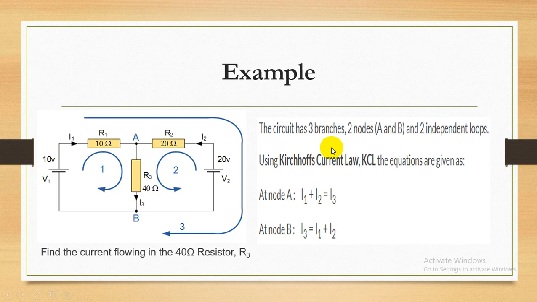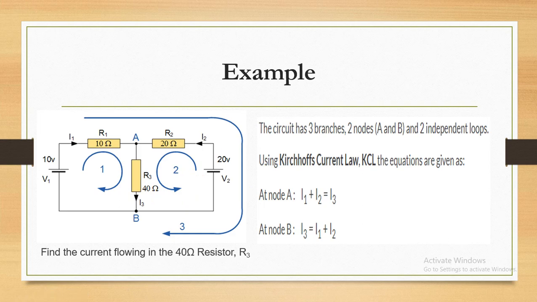So it is very clear. The circuit has 3 branches, A, B, and 2 independent loops. This is one independent loop, this is another independent loop, and this is the common big loop. Using Kirchhoff current law, we can write the equations.